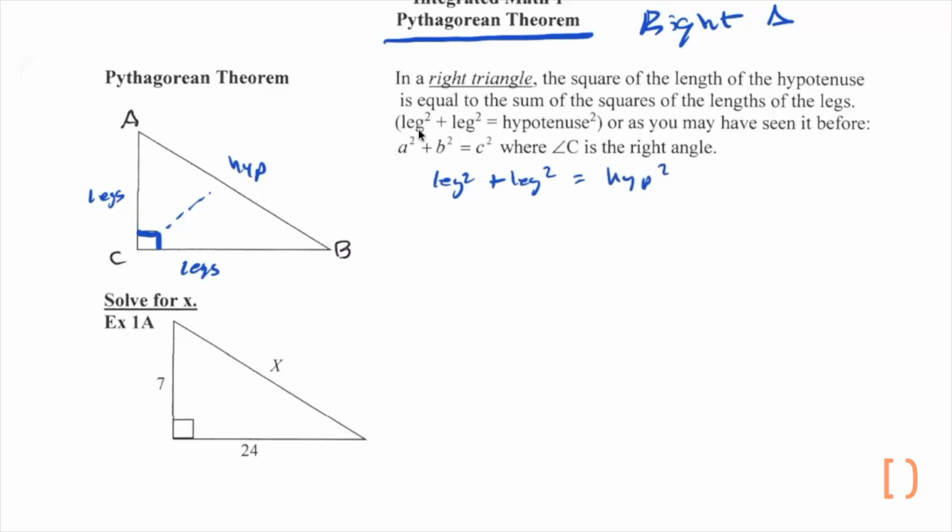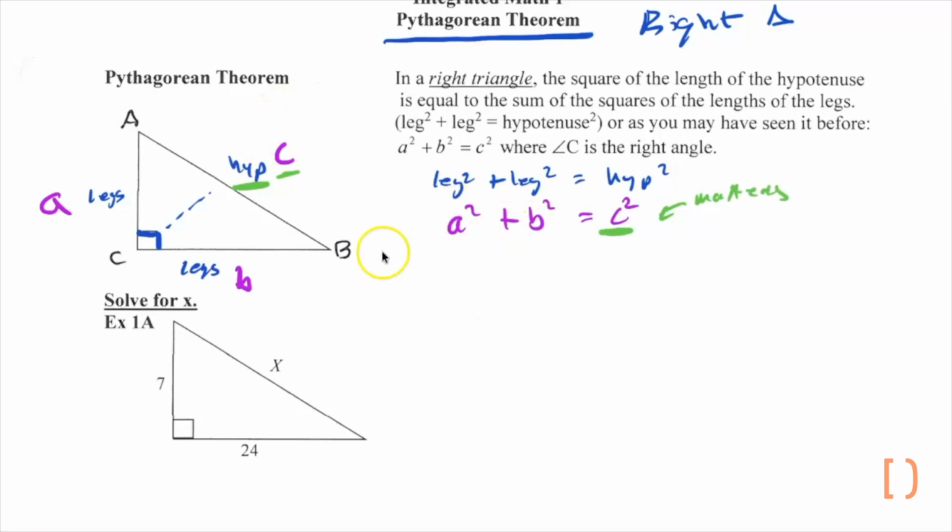The easy way to remember that is we label these guys A, B, and C, and we get A squared plus B squared equals C squared. Now, the most common mistake, I say all the time, is that people just put the numbers randomly. C has to be the hypotenuse. That's the only one that matters. C has to be the hypotenuse.